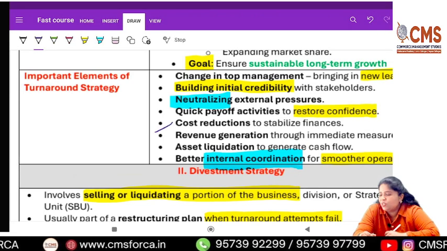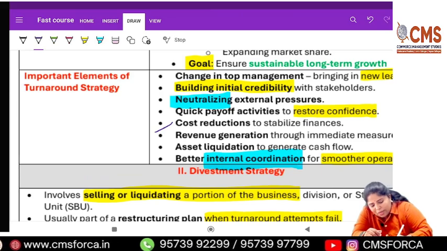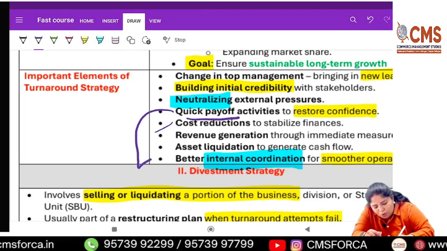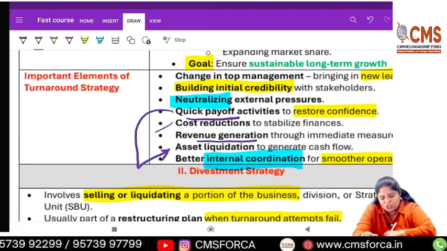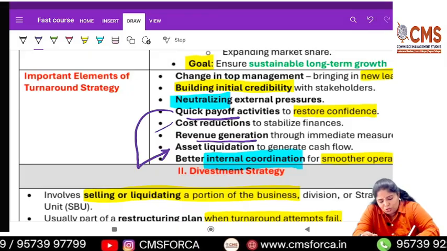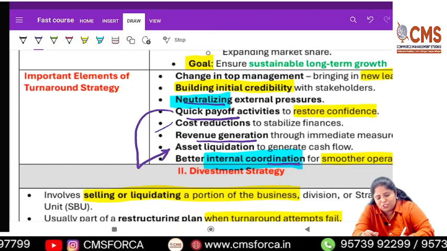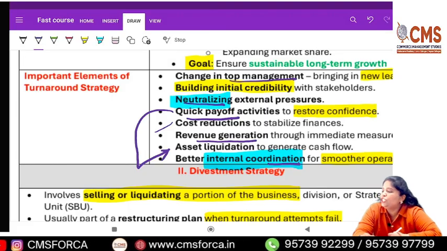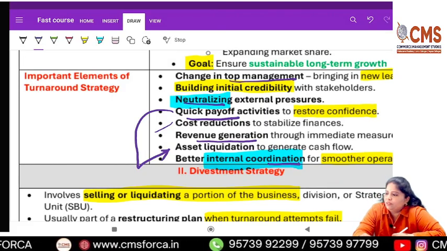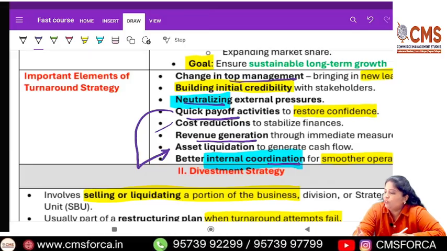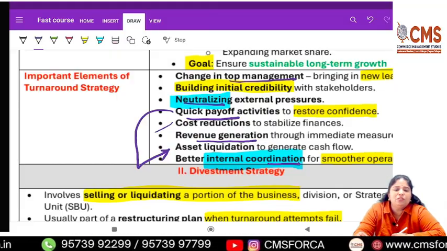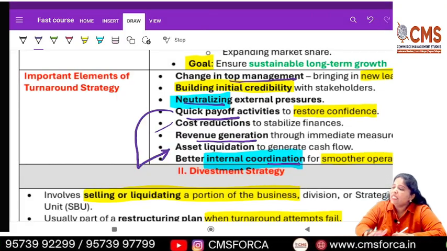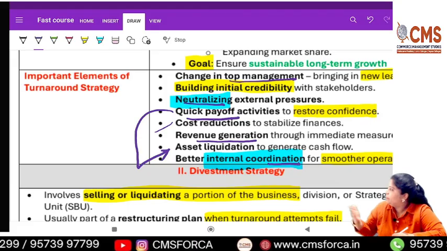You are trying to reduce your cost. Quick payoff comes through asset liquidation. You are trying to generate revenue, good coordination, neutralize pressures, and you are trying to even change your top management. When you are making these changes, definitely turnaround strategies to the extent possible go successful. This is your turnaround. You can get back to normal.